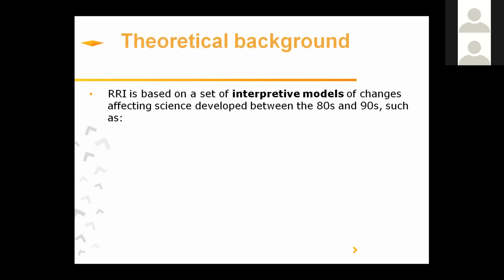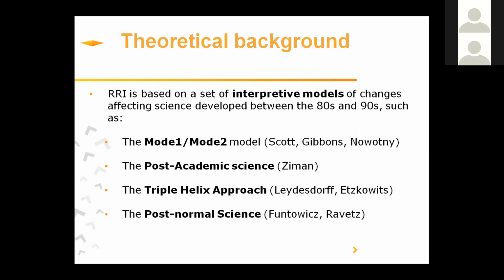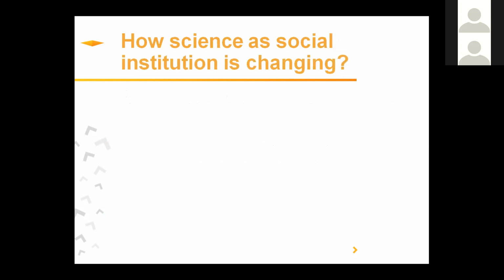I believe that the theoretical background of RRI is based on a set of interpretive models of changes affecting science developed between the 80s and the 90s, very well known. I'm referring to the Mode 1, Mode 2 model, the post-academic science model, the triple helix approach, post-normal science, the innovation system models, and many other approaches to the changes affecting science in the last part of the last century and the beginning of this century. They are different, but they show some general trends altogether.